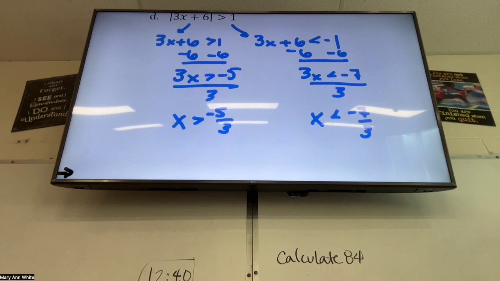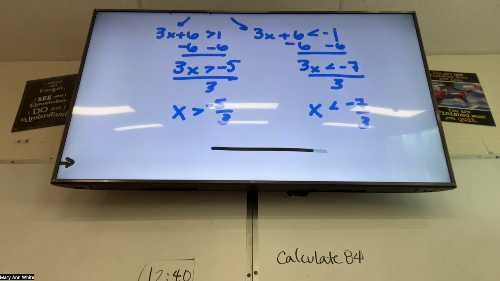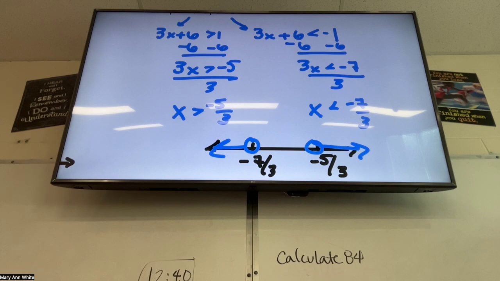This time I want numbers that are greater than negative 5/3 and smaller than negative 7/3. This time they're going to go away from each other. And sometimes that might be a little bit of remembering, when fractions are negative, which one's bigger, which one's smaller. But negative 7/3 is smaller than negative 5/3. Sorry, that's about as neat as it's going to get today. And we're going to go open circle away, open circle away. That was a nice little review. We knew that from before, right?